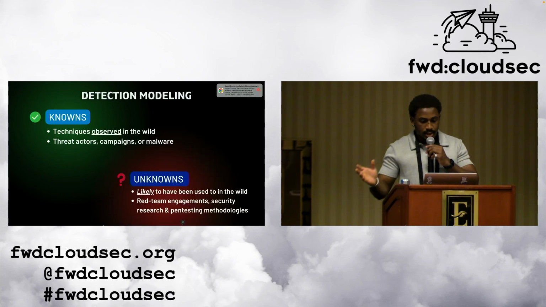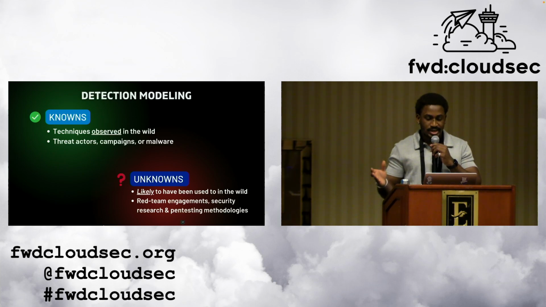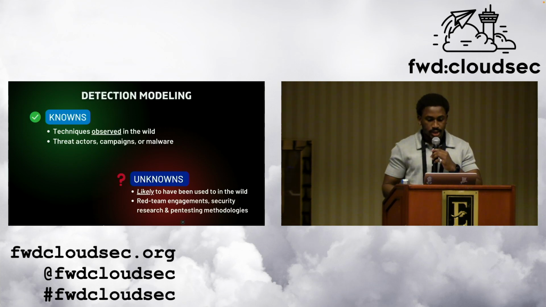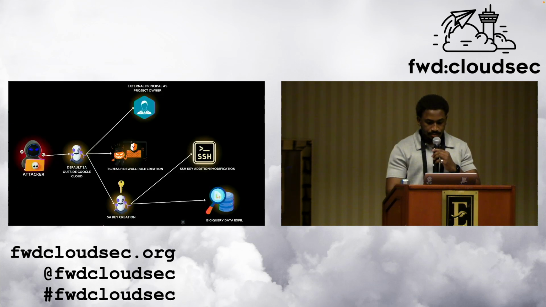And the second category we model these detections to were unknowns. So these are things that are likely to have been used in the wild. So basically our research from various red team engagements or security research and pen testing methodologies. So by covering detections from both of these different categories, we're able to have a really good coverage for detections for our Google Cloud environments.